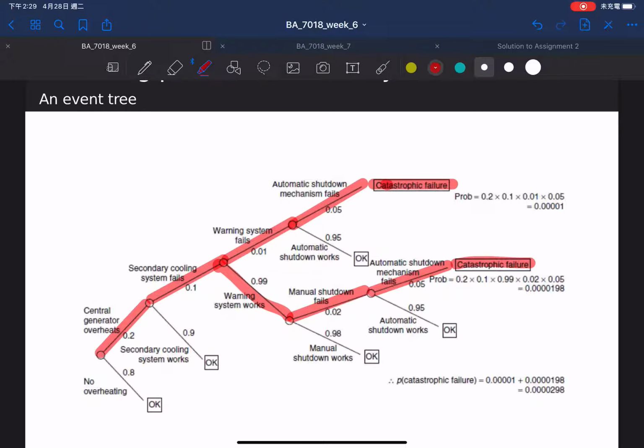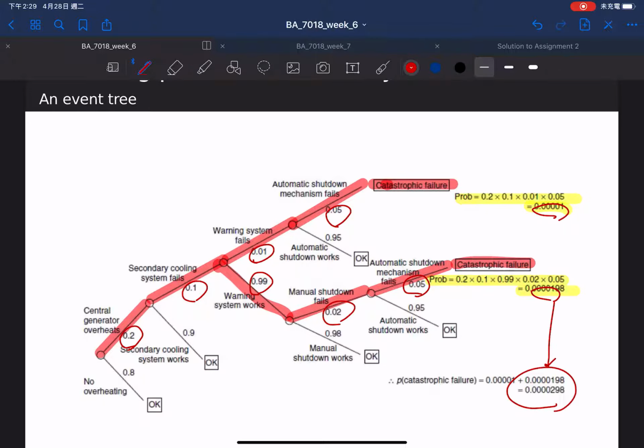And then, if we assume independence, we can multiply these probabilities together. So we arrive at the probability here. Right? And then you add them together and get this. So the actual probability of that happening is actually 0.0000298.